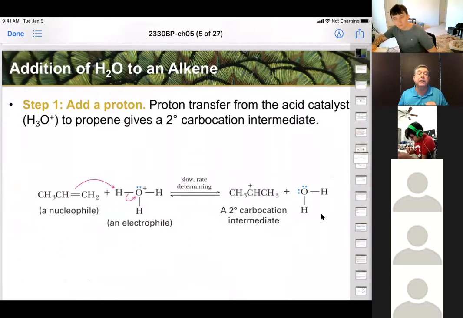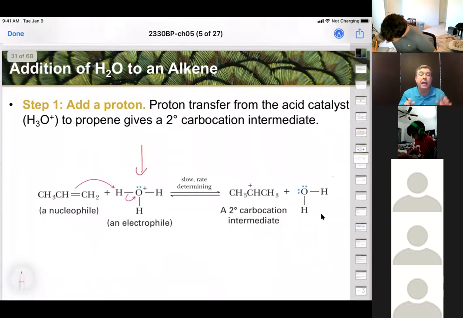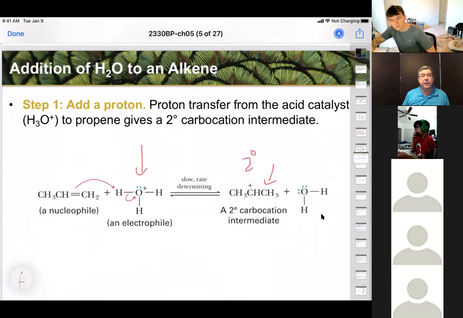The first thing we do when we have propene, three carbons with an alkene in it, is it acts as a nucleophile to reach out and grab an acidic proton on the hydronium ion as our first step. When we do that, it's going to form a carbocation. We have the choice of forming a primary carbocation here or a secondary carbocation here. Which one is it going to form? It's always going to form the secondary carbocation because it's more stable.